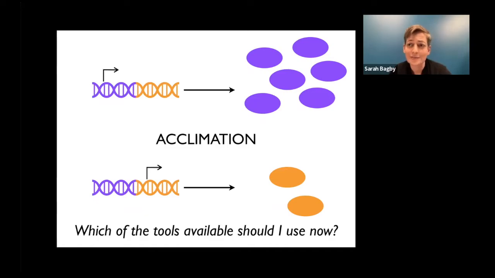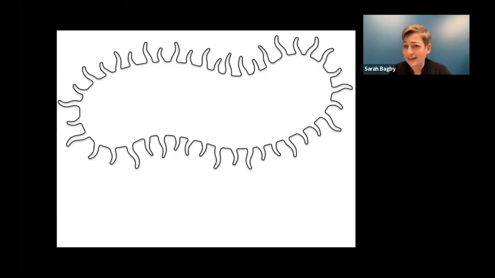But that's not the only timescale that matters in biological systems. So we've been talking about our one wiggly guy, but of course, cells don't live in isolation.